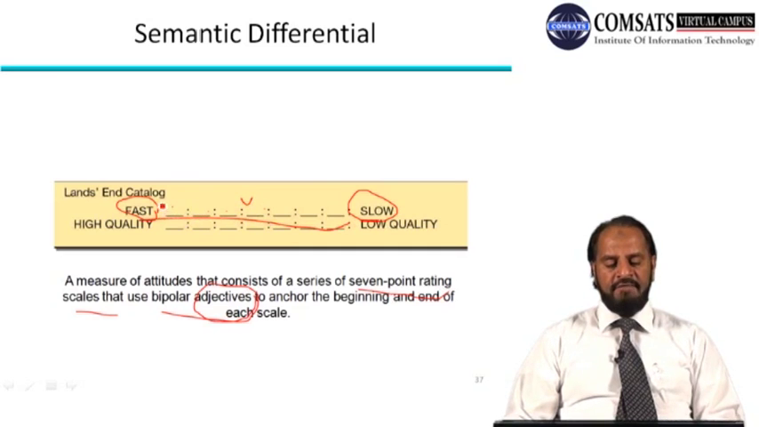If he says very fast, he will tick it somewhere here. If it's fast but not very fast, he will tick it here. So rather than using specific adjectives, you basically use two polar adjectives to identify the feeling and let the respondent tick in between where he feels more comfortable.